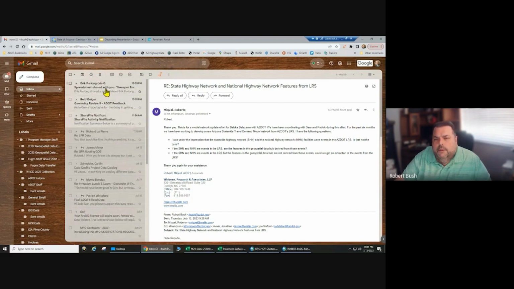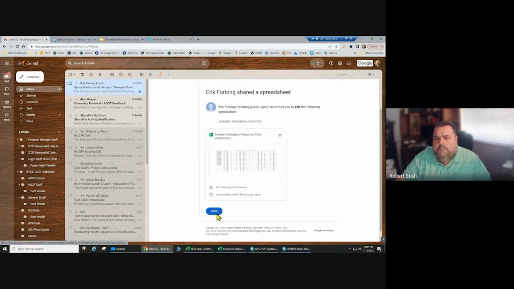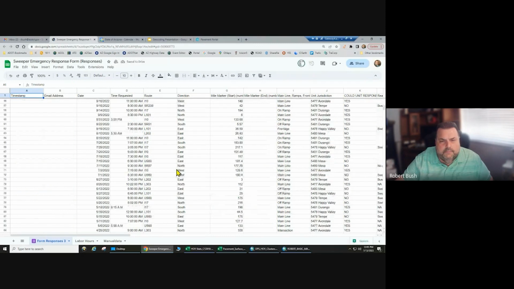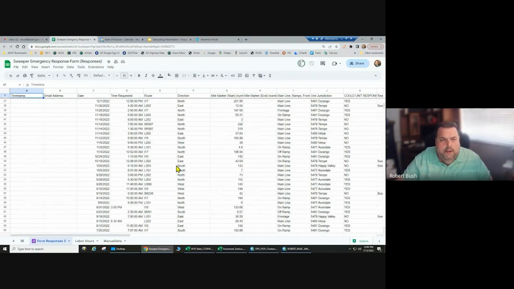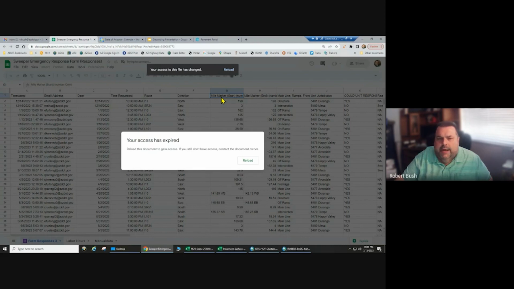Here we go. Got it shared. So, Sweeper Emergency Response Form. Let's open it up here. So how many records do we have here? 117. Okay. I see you got some emails here. So what we're looking at here is this E column is going to be our route. I-17, SR-24, I-10, 303, 202, all this sort of stuff. Our mile marker start, that's what he's calling the begin mile access.